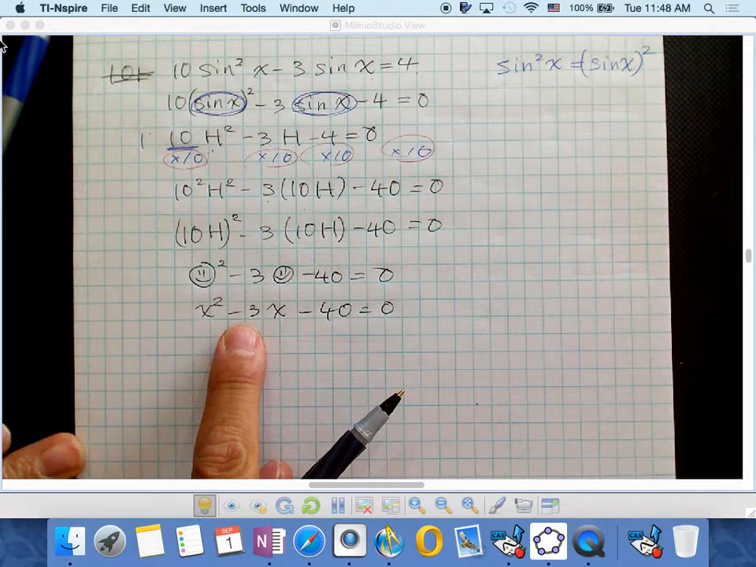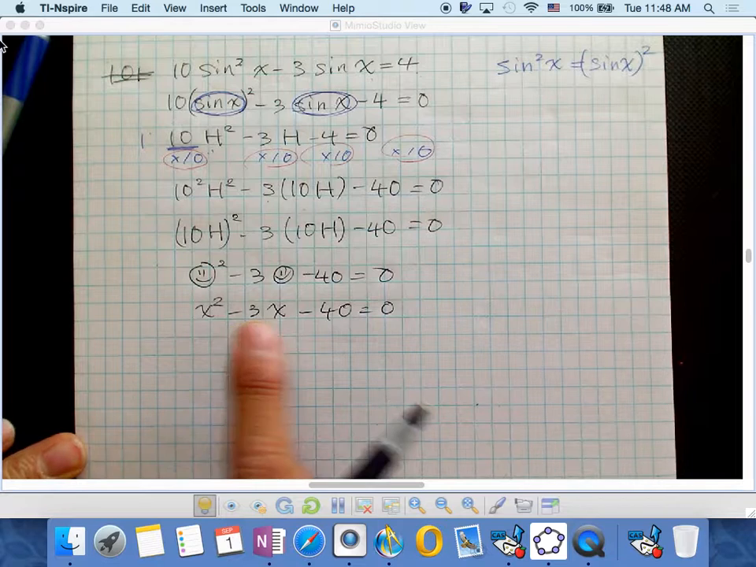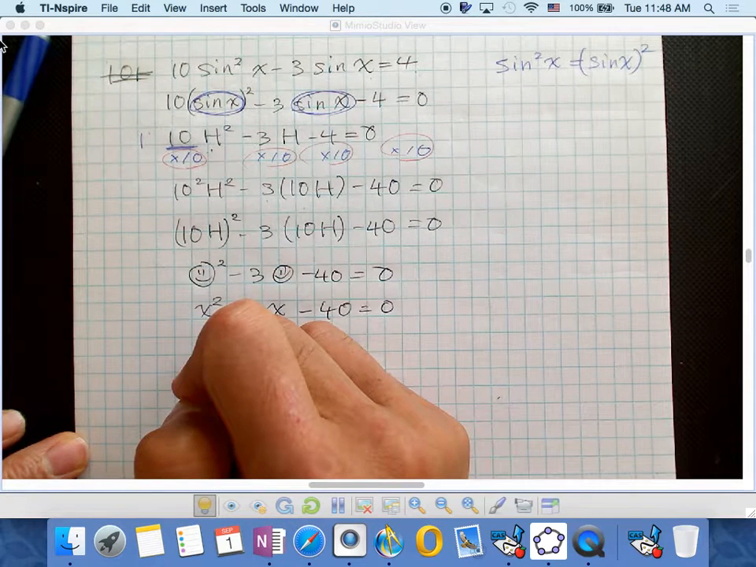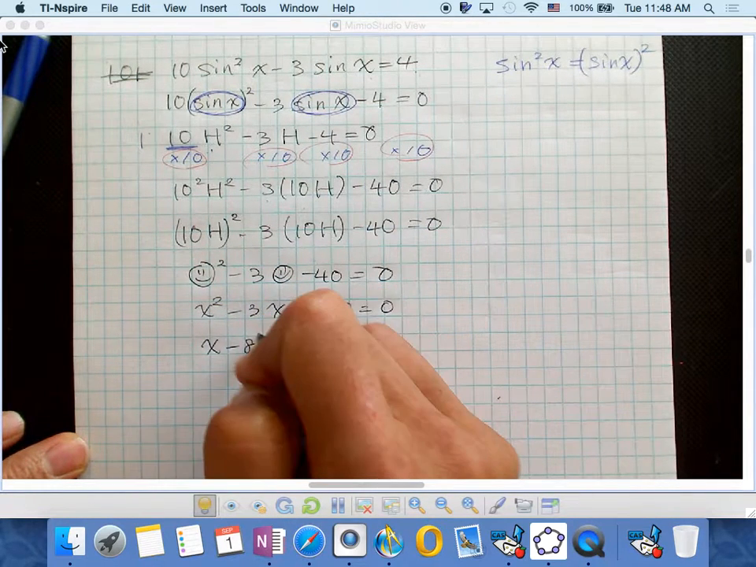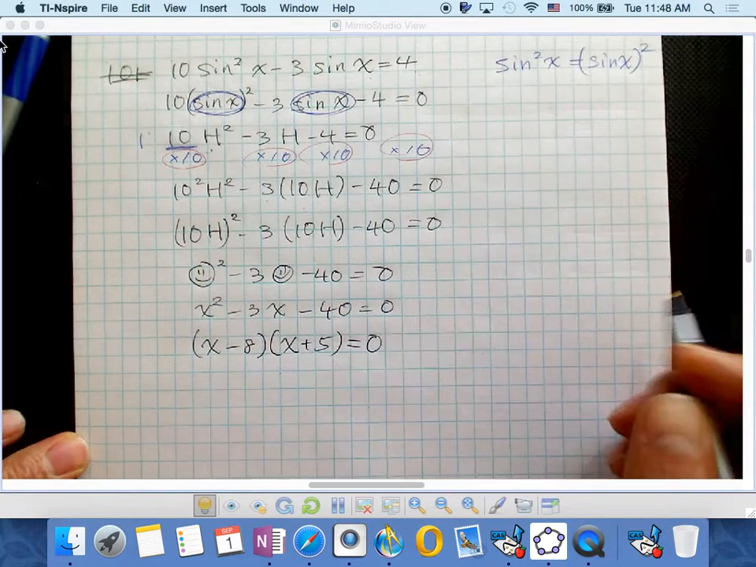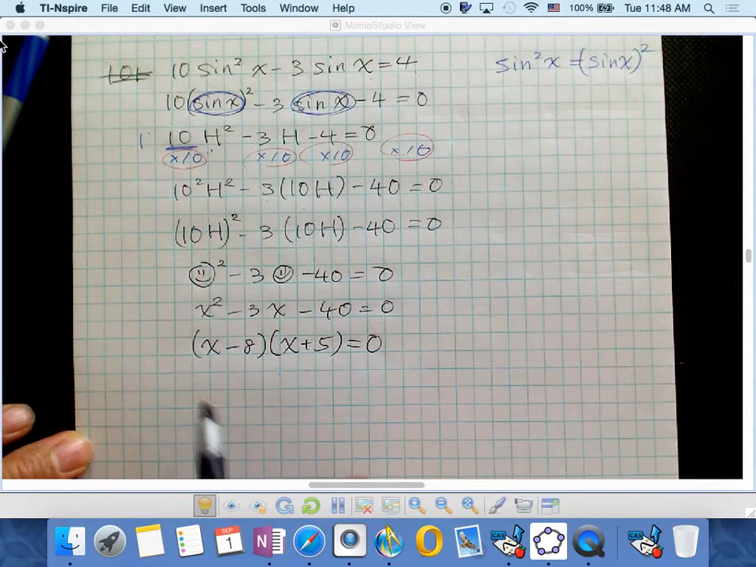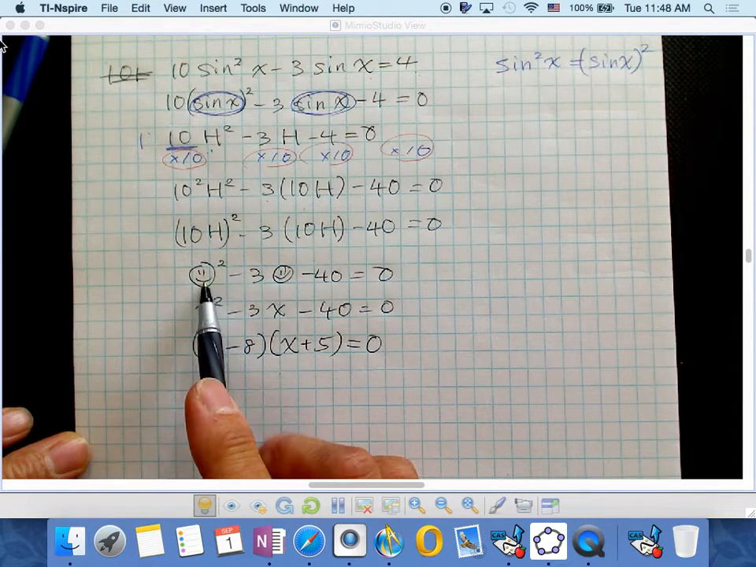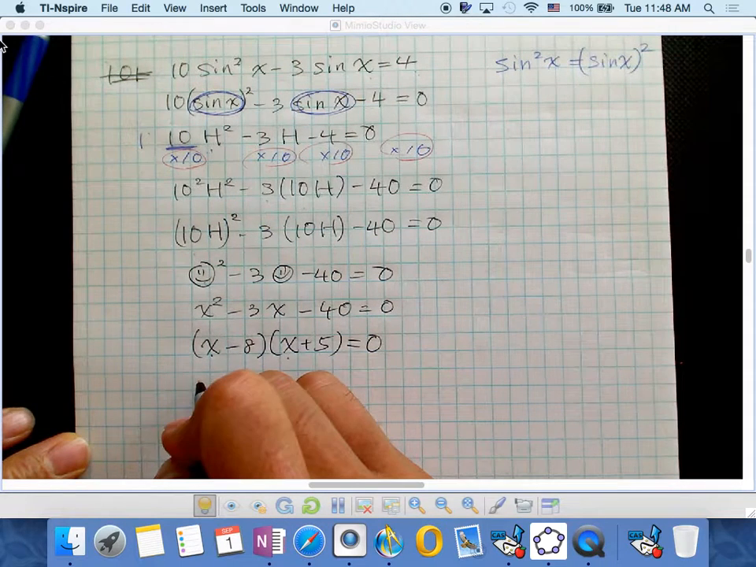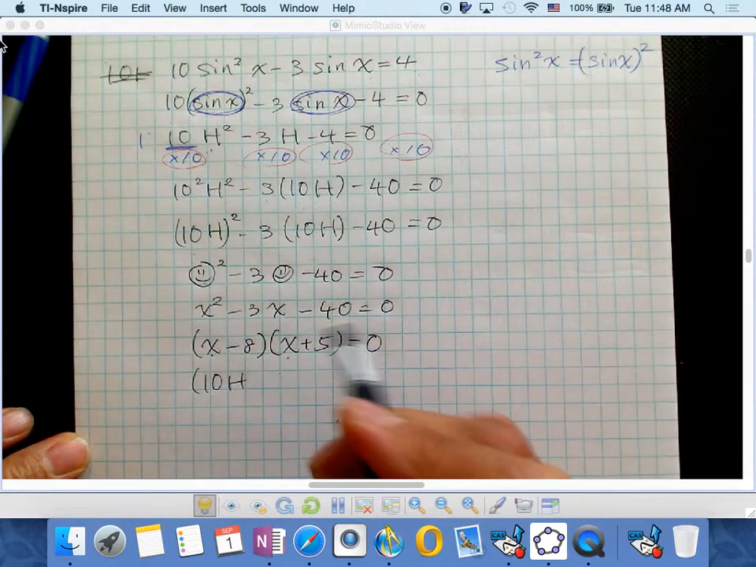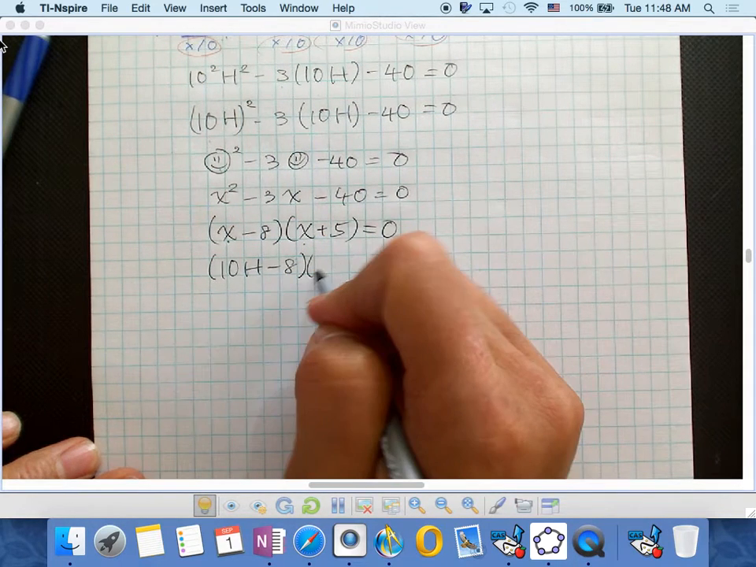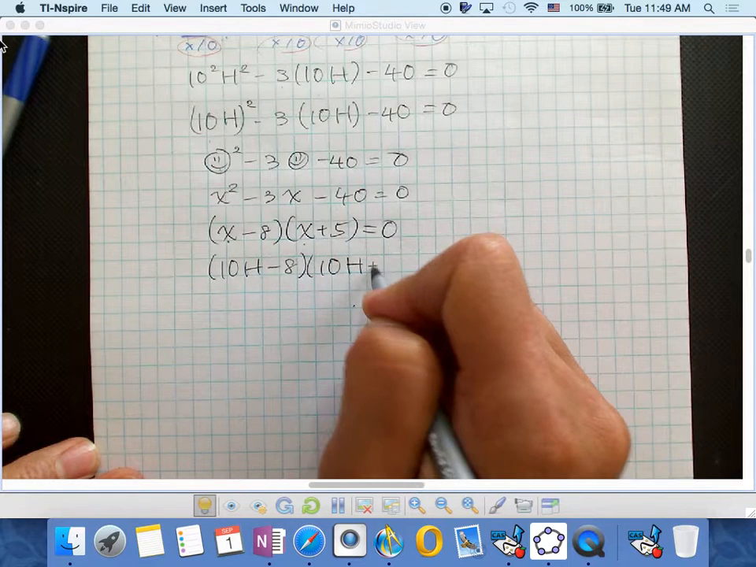Look for the numbers that add to negative 3 and multiply to negative 40, which are negative 8 and 5, so we can put x minus 8 times x plus 5 equals 0. But wait a minute, that x is actually the smiley mark, which is 10h. So I'm going to replace this x with 10h. So we have (10h minus 8)(10h plus 5) equals 0.